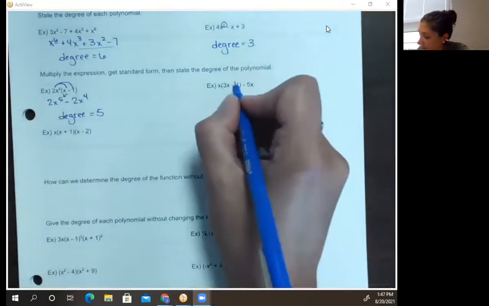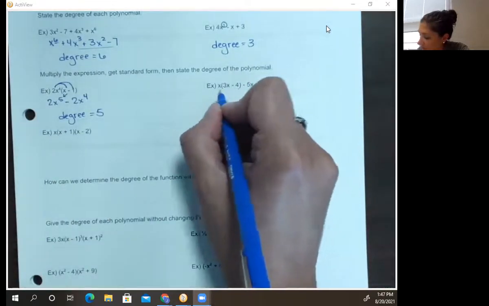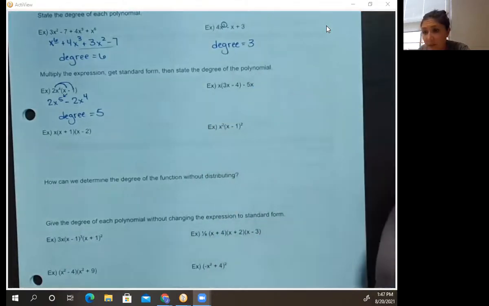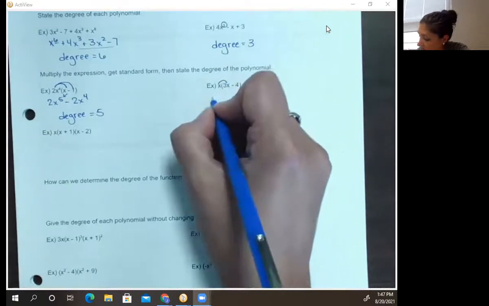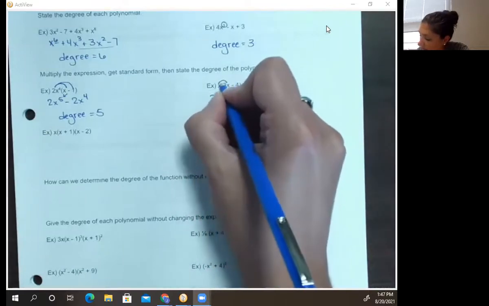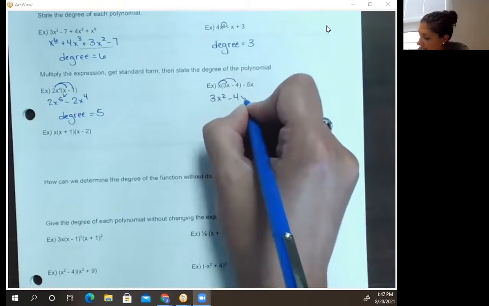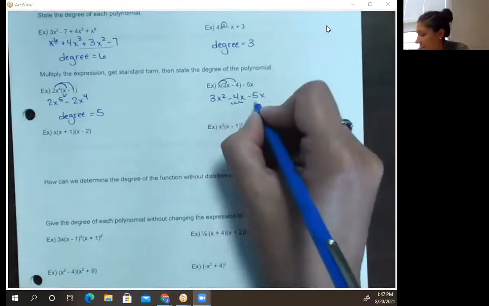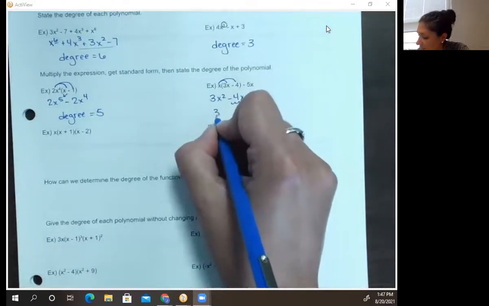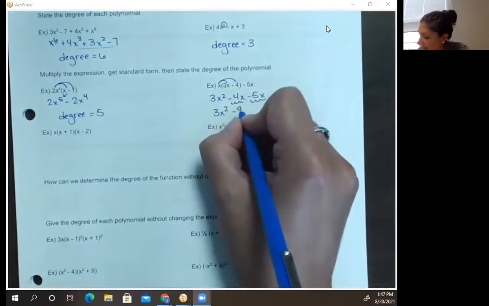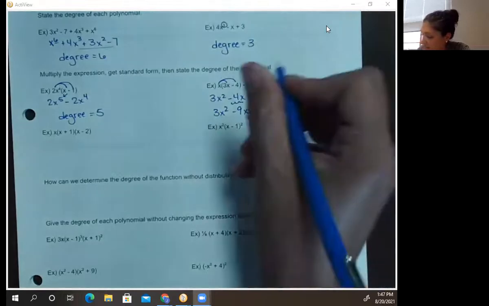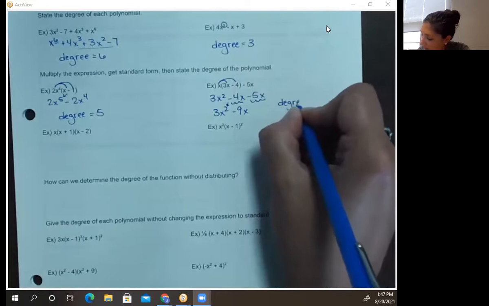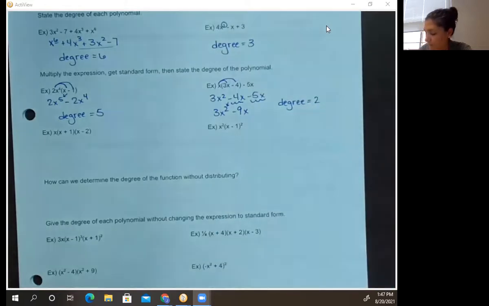For our next example, I've got to distribute here. I've got to multiply these two pieces together, and then I'm subtracting 5x. So we may have some like terms to combine. So distribute, and we get 3x squared minus 4x, and then minus 5x. And I do have like terms to combine here to get standard form. So this would be 3x squared minus 9x. My largest exponent tells me my degree. So I can see here, my degree is 2.